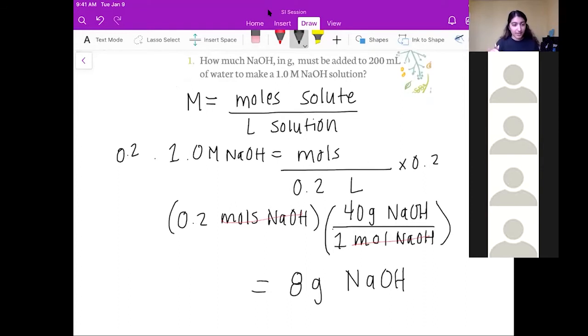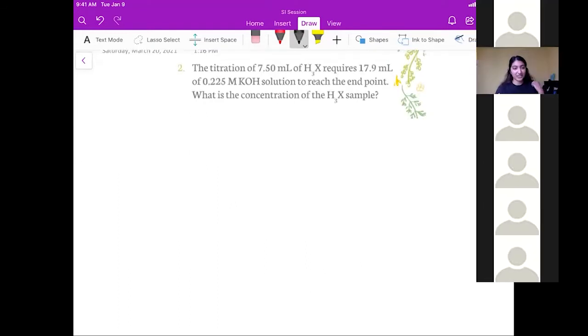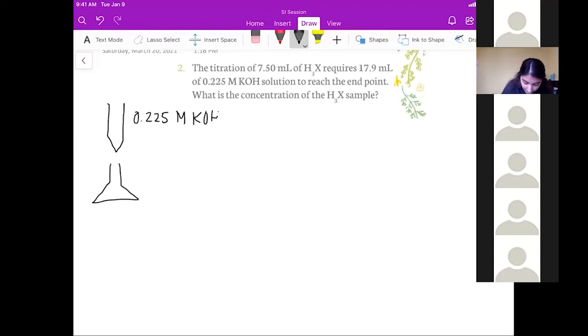So good job, everyone. It's been 5 minutes, so we're going to start going over this problem. Hopefully you were able to get through it, but if not, it's okay since we're going to go through it together anyways. So with titration problems, I always like to start by drawing a picture because it helps keep everything organized. So that's our burette and our flask. So in the top, we have 0.225 molar KOH, and we have 17.9 ml.